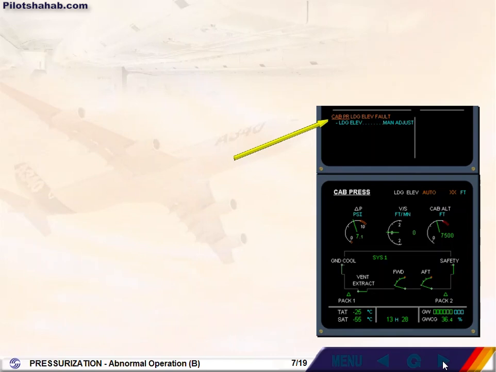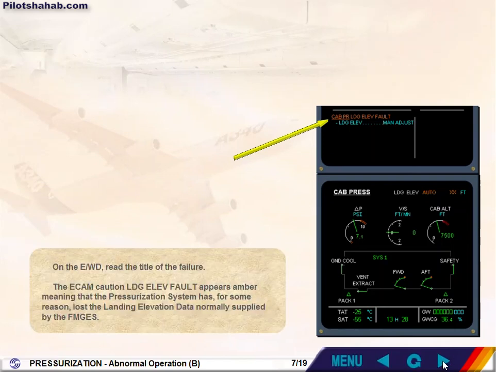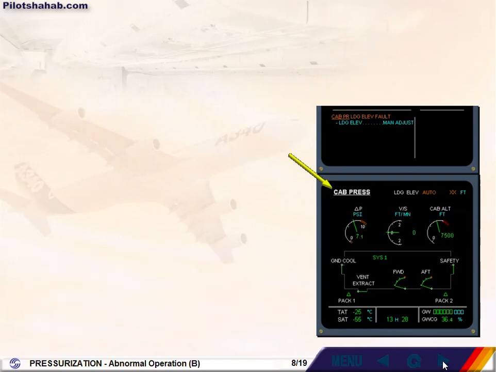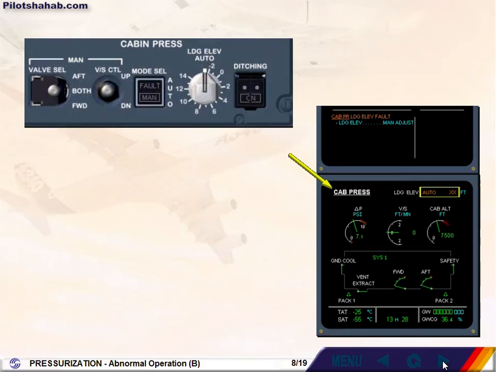The ECAM caution, landing elevation fault, appears amber, meaning that the pressurization system has, for some reason, lost the landing elevation data normally supplied by the FMGES. Notice that the ECAM cabin pressurization page has been automatically called with no value for the landing elevation. In this case, you have to set the landing field elevation manually.